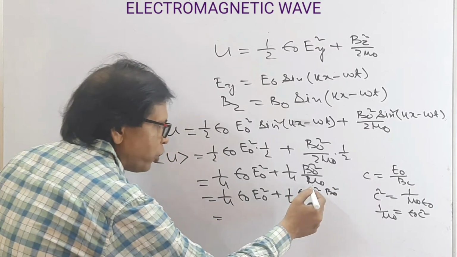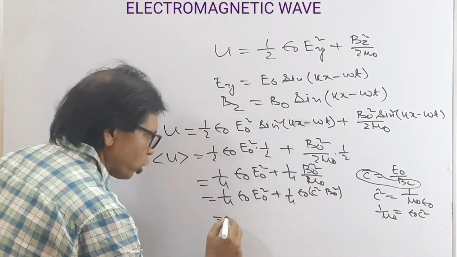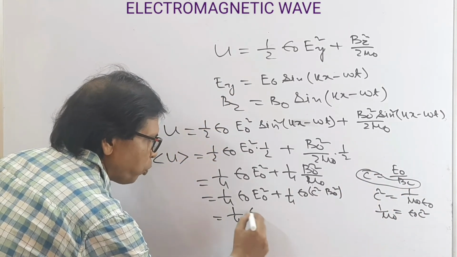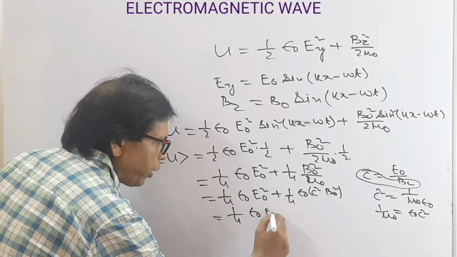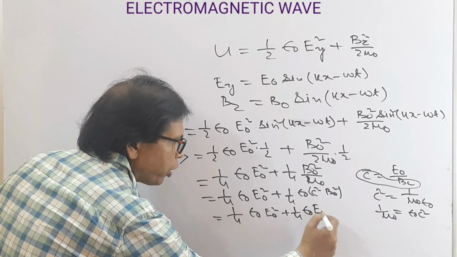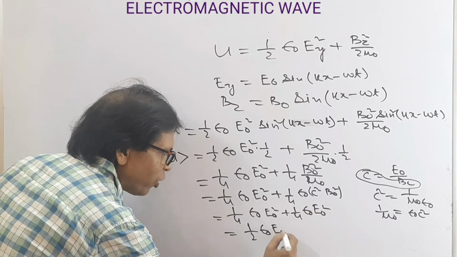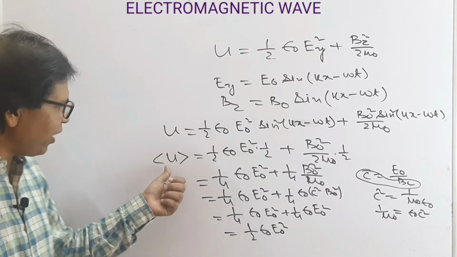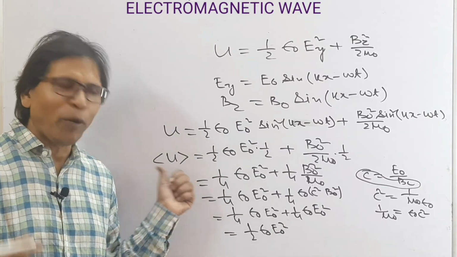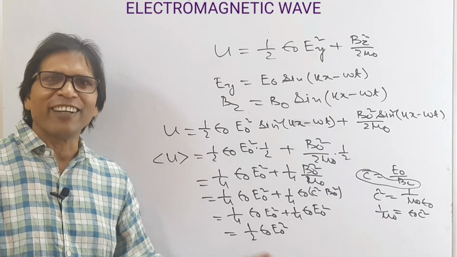Now look at this, c square B naught square is equal to E naught square. So this is 1 by 4 epsilon naught E naught square plus 1 by 4 epsilon naught E naught square. So this is half epsilon naught E naught square. So the energy density of an EM wave is half epsilon naught E naught square.